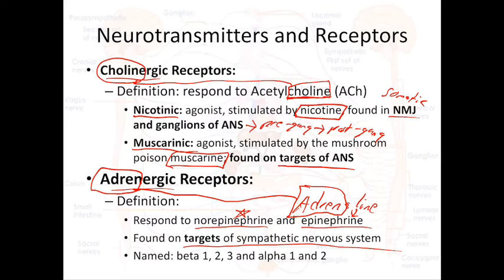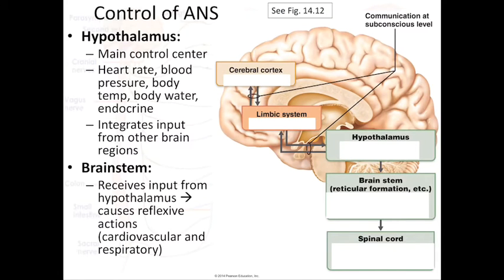There's a bunch of different classes. There's beta 1, 2, and 3, there's alpha 1 and 2. You're not going to need to know the differences between those for this class, but just know when you see beta adrenergic, alpha adrenergic, that's just referring to a receptor for the sympathetic nervous system, norepinephrine and epinephrine. All right, the control of the autonomic nervous system.